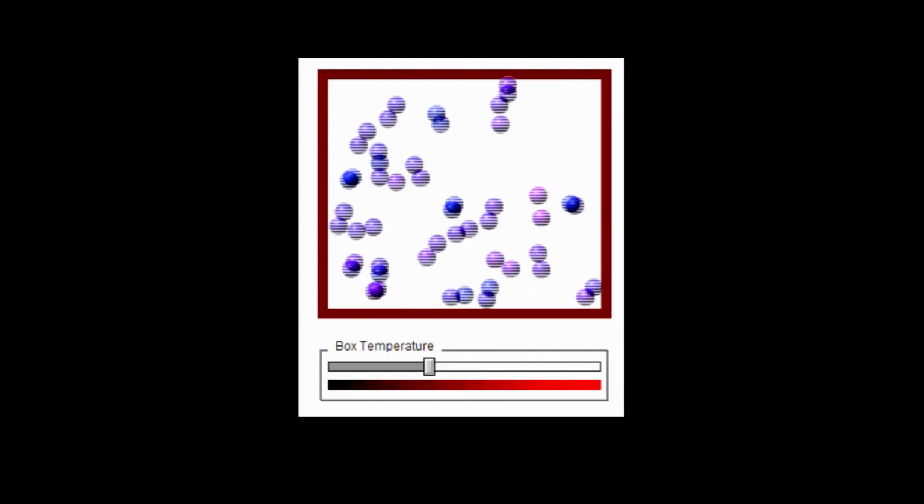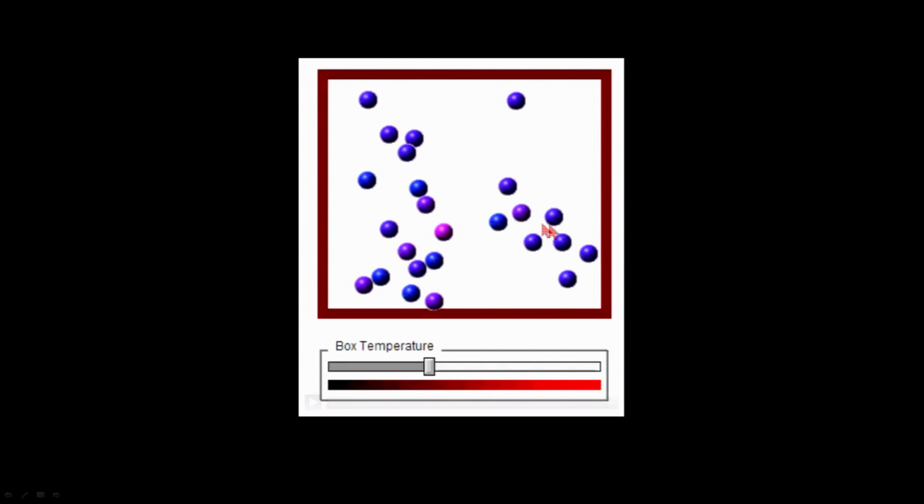So the temperature inside of this box is the average velocity of all of the atoms or molecules that make up the material inside of this box. So again, temperature is movement. It's the internal energy of the atoms that creates the movement of those atoms.